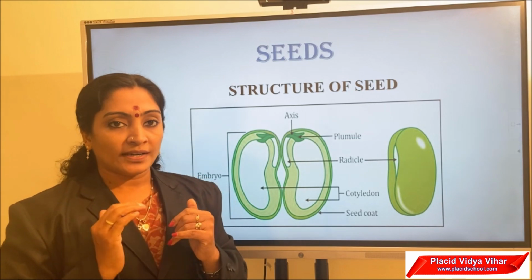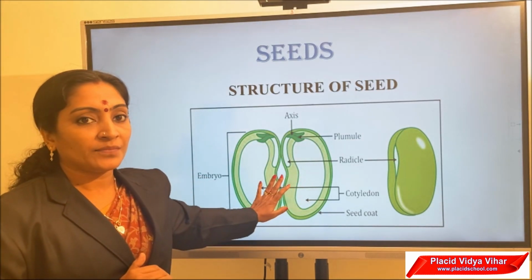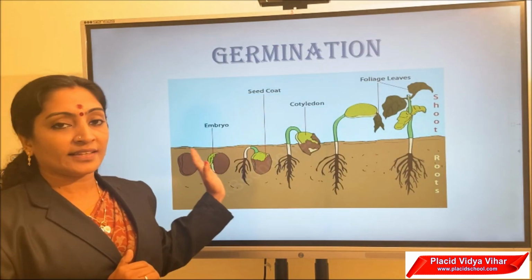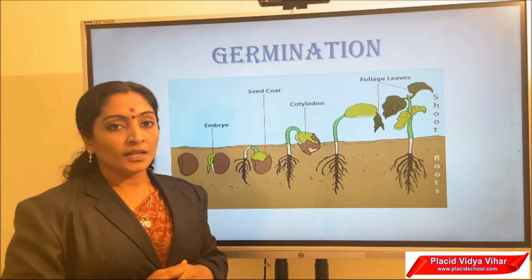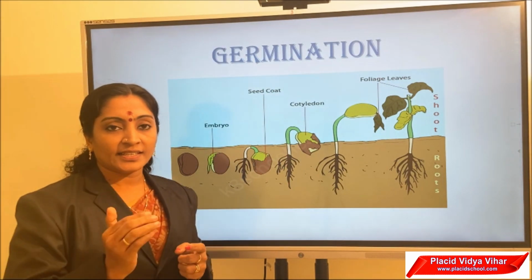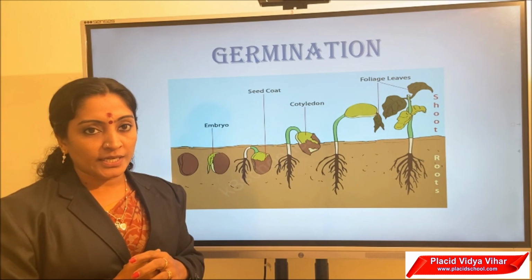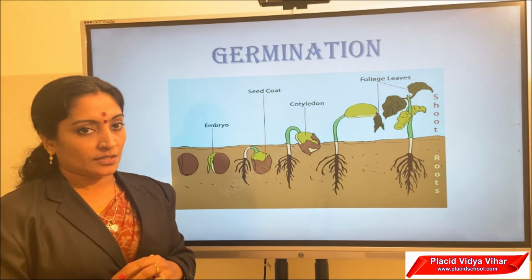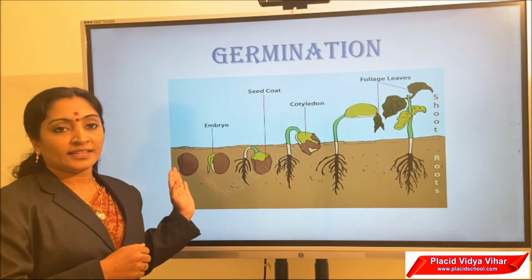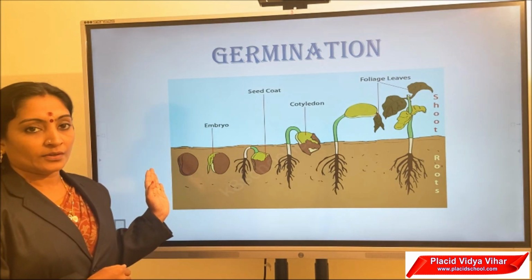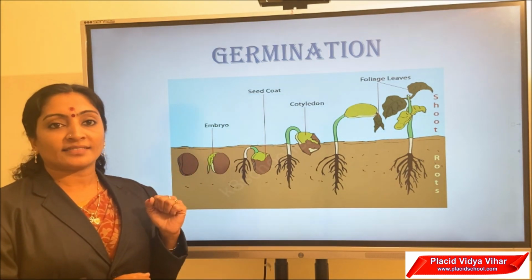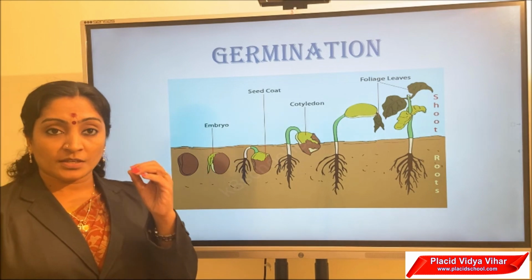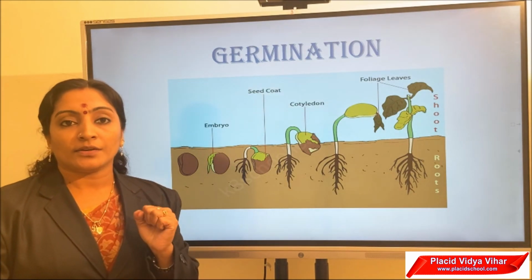So I told you what is germination. Next we will see the different stages in germination. So I told you if the seed gets suitable conditions, it starts to germinate. Okay, so here we can see that this is the first stage. Okay, so if the seed gets suitable conditions, the most important one, water. Then what will happen?